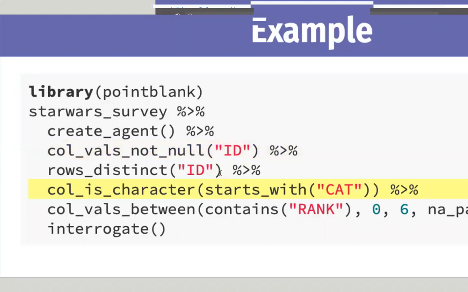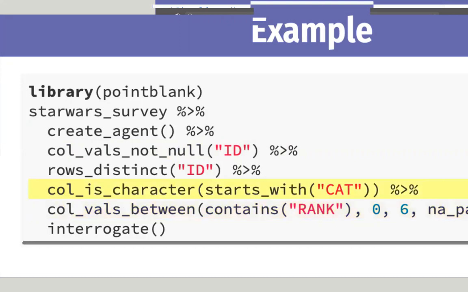I'm also going to check that the ID column rows are all distinct, so that everyone has a unique ID. Then I can check whether columns are character vectors. All the columns that start with the word cat should be character vectors, based on how I read in this data. I can also check that any column that has the word rank in it should be a rank between 0 and 6. I also know that there might be some NA values, so I'm going to set na_pass equals true to allow for NA values.